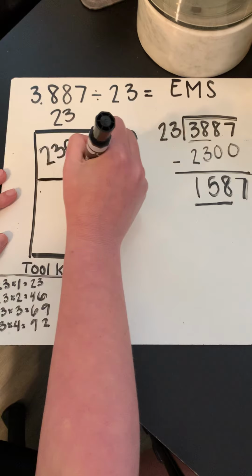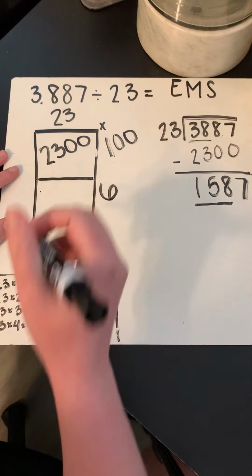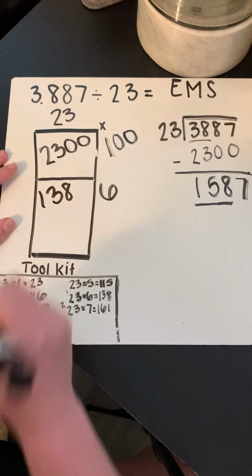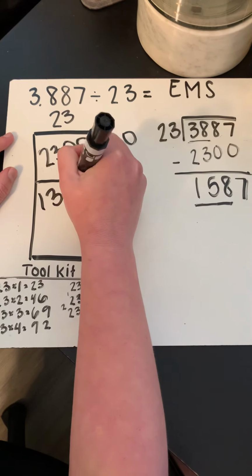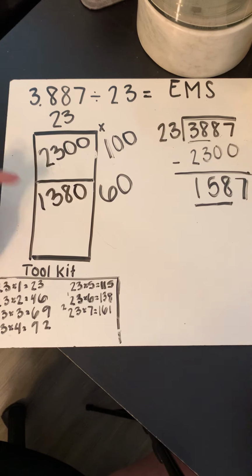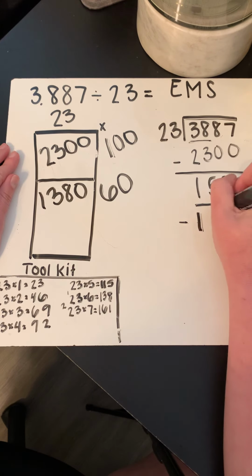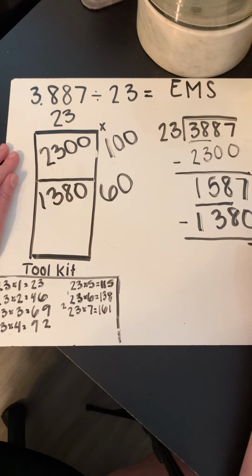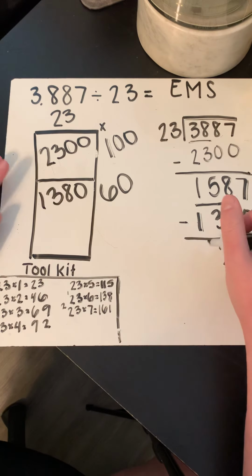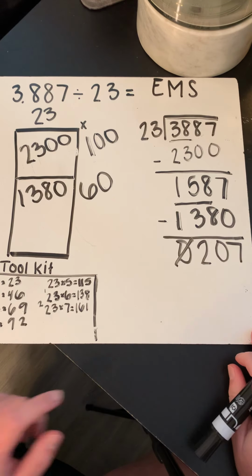So I'm going to come over here for my multiplication. 23 times 6 gets us 138. How many zeros do we have to add? Hopefully you said 1. And now we're going to subtract 1,380 from 1,587. When we do that subtraction, we end up with 207.